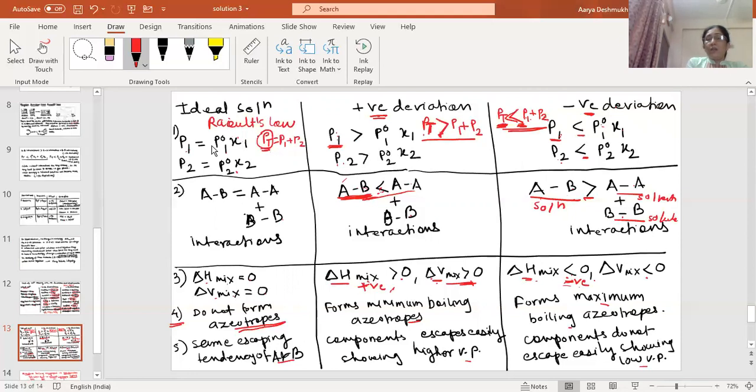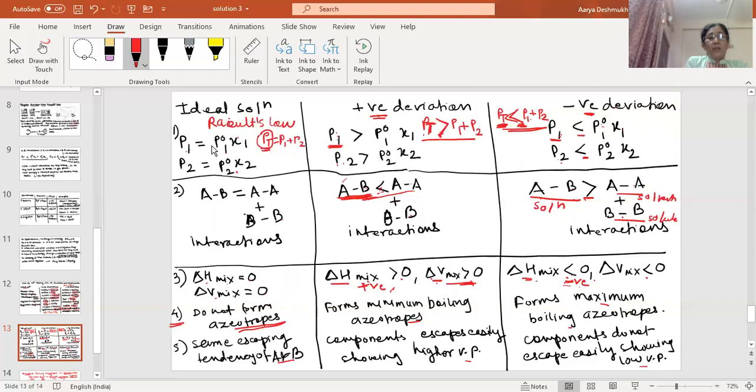When you mix, if the solution is showing negative deviation, it means delta H mixing should be less than 0 and delta V mixing again should be less than 0. It means expected is 10 plus 10, 20, but it is coming out to be 19.8. So there is a small decrease in the volume also. The fourth point you can see here, it does not form an azeotrope. I'll be explaining this further.